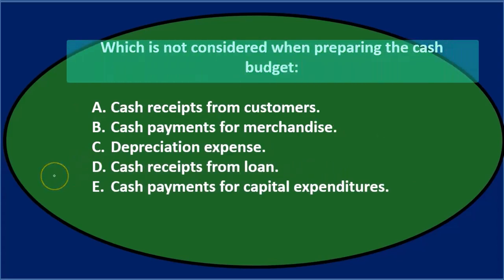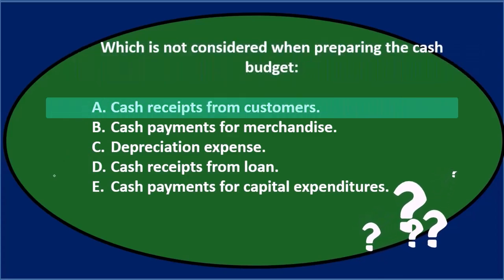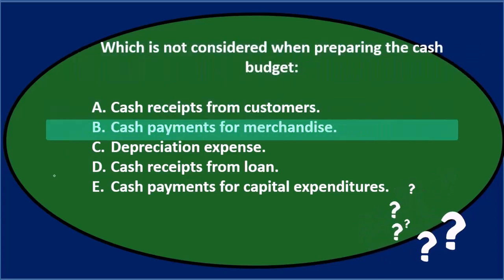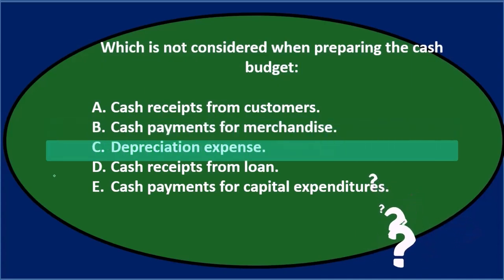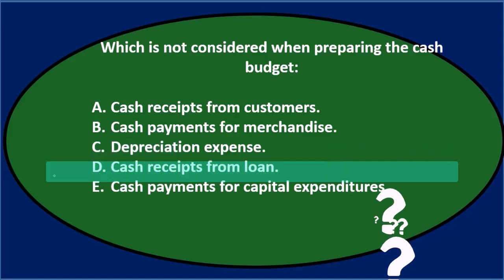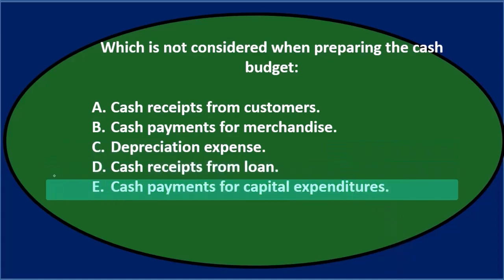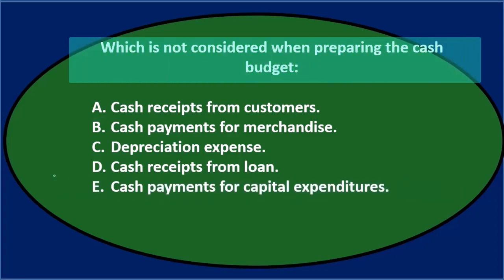Next question, which is not considered when preparing the cash budget? A, cash receipts from customers. B, cash payments for merchandise. C, depreciation expense. D, cash receipts from loan. E, cash payments from capital expenditures. Let's go through this again using the process of elimination. Which is not considered when preparing the cash budget?